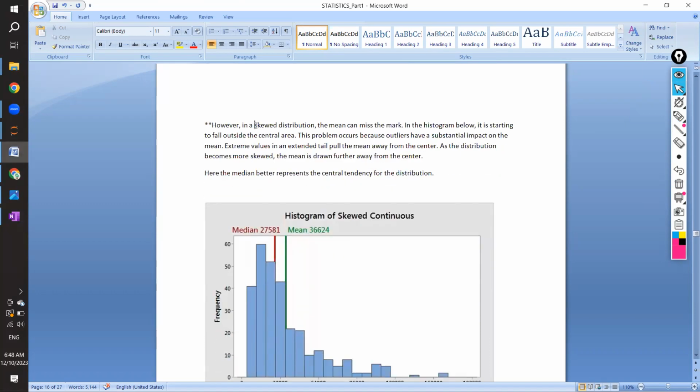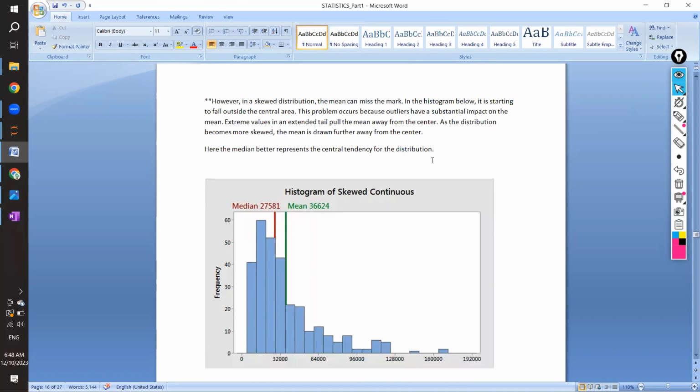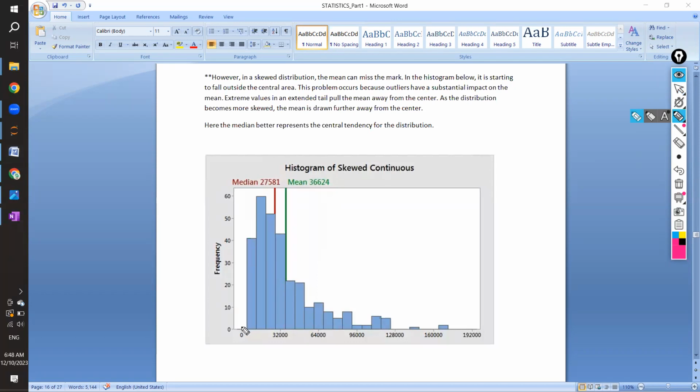However, in a skewed distribution, the mean can miss this mark, as we have seen yesterday, right? In a skewed or asymmetric distribution, it can skip because of what? Because of the presence of some outliers, or because of some exponential curves. When you see this graph, you can roughly see it is clearly a skewed distribution. And what is the skewness? Is this positive skew or negative skew, guys?